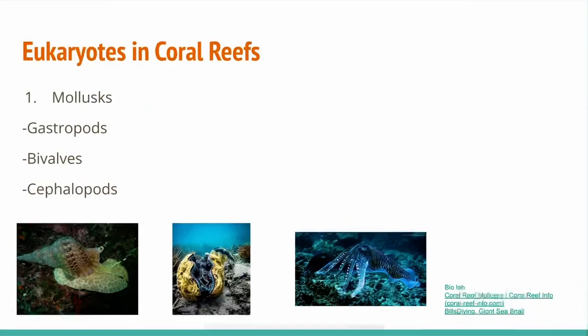The second phylum is bivalves. This includes clams, mussels, and scallops. Pictured below is an image of a clam. They are important to the ecosystem because they filter out particles, serve as food, and provide shelter.